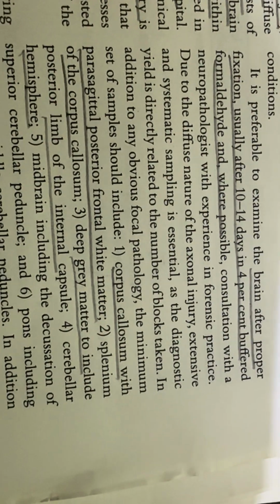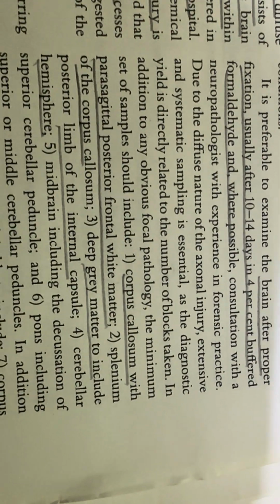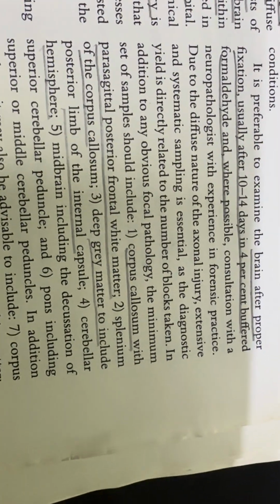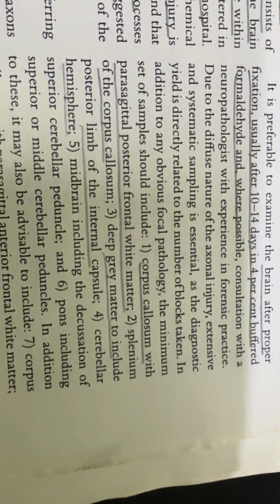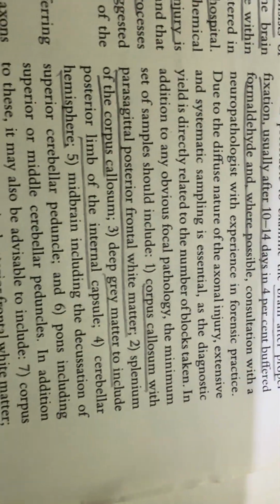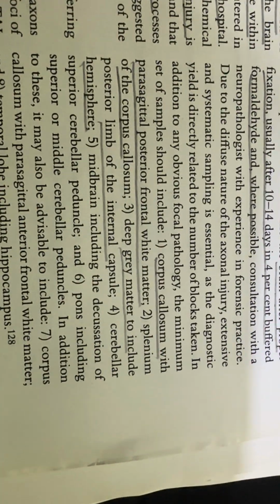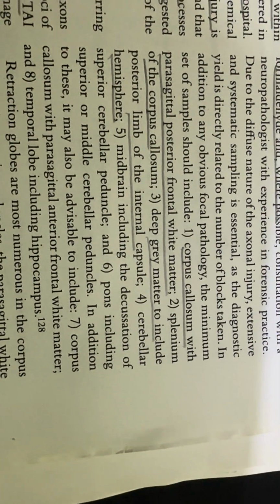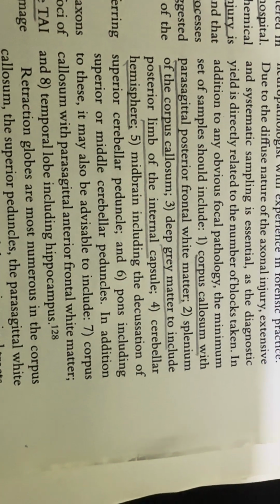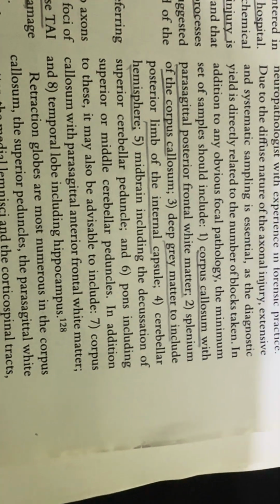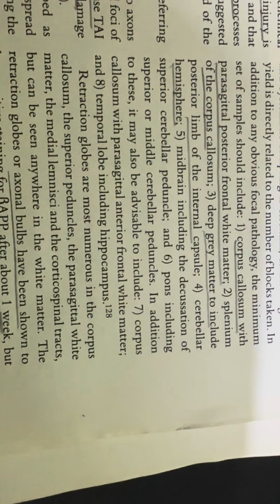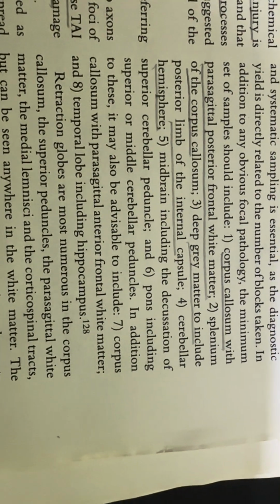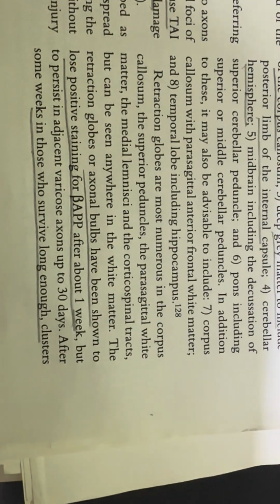In addition to any obvious focal pathology, the minimum set of samples should include corpus callosum with the parasagittal posterior frontal white matter, splenium of the corpus callosum, deep grey matter to include the posterior limb of the internal capsule, cerebellar hemisphere, midbrain including the decussation of the superior cerebellar peduncle, and pons including superior and middle cerebellar peduncle. In addition to this, it may also be advised to include corpus callosum with the parasagittal anterior frontal white matter and temporal lobe including hippocampus.